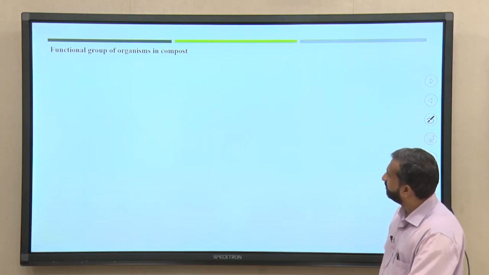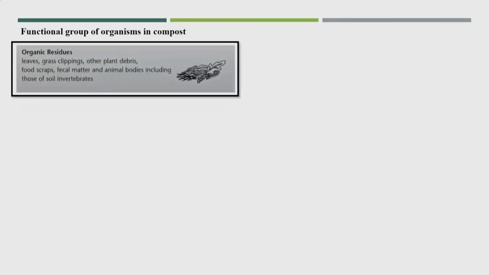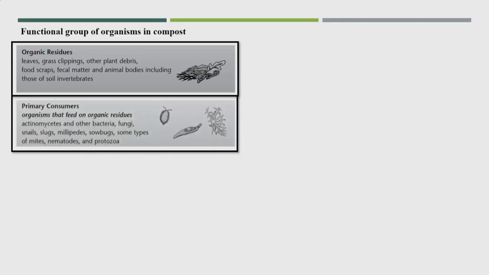Now, the functional groups of organisms in compost. So, how are the functional groups changing in the composting process? The first is the organic residue. Any organic residue could be leaves, grass clippings, any plant debris, food scraps, any fecal matter, and sewage sludge also could be possible in the organic residue.